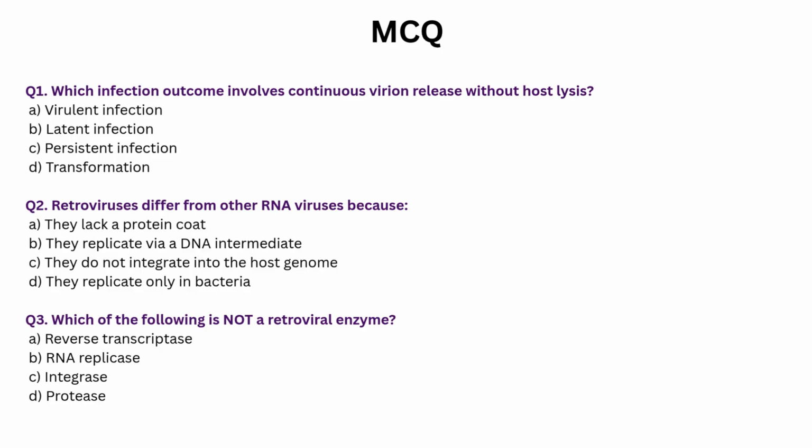Multiple choice questions. Number 1. Which infection outcome involves continuous virion release without host lysis? Number 2. Retroviruses differ from other RNA viruses because. Number 3. Which of the following is not a retroviral enzyme?